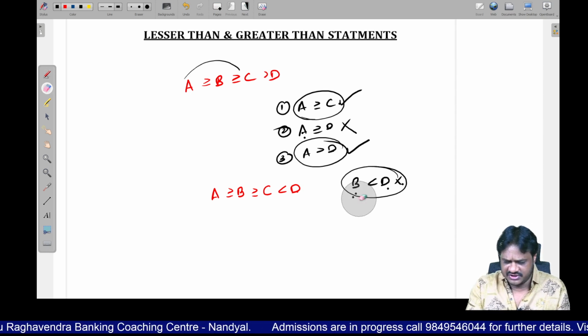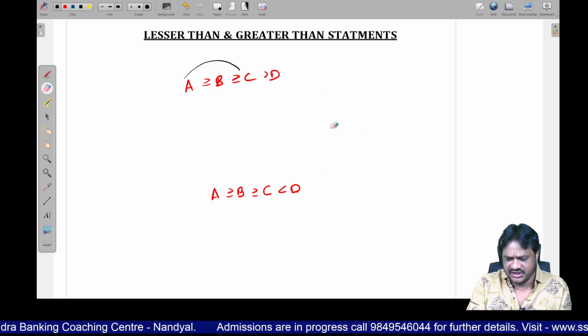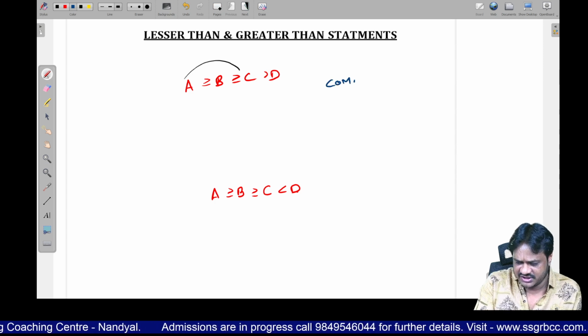Now, there is one thing called a complementary pair in greater than, lesser than. This is called a complementary pair.